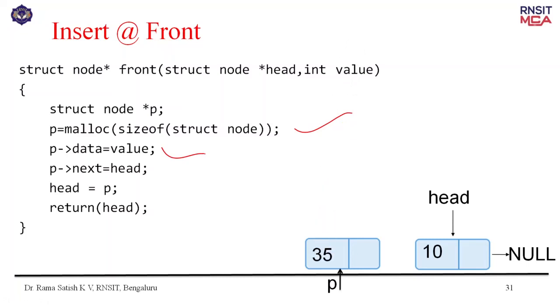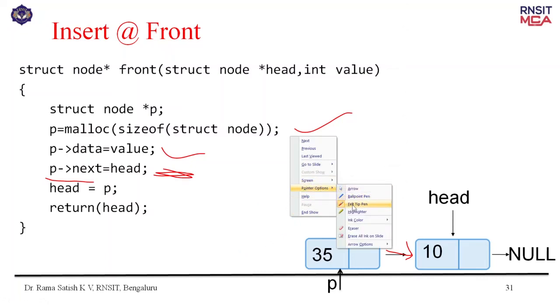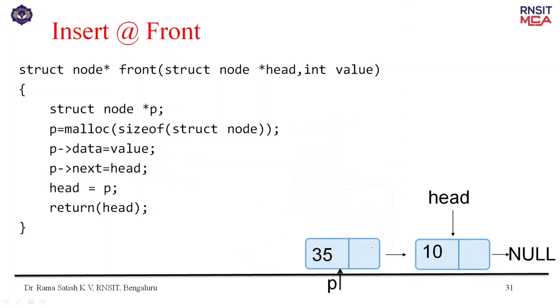Data gets stored in this line. After this, P of next is equal to head. So head is nothing but this cell, this node. So what you'll do, you're trying to connect this new P. So you are going to connect these two. You are going to connect it using this. As soon as you execute this code, yes, it is connected. You can see it is connected.